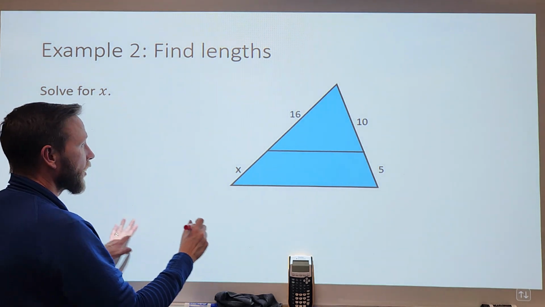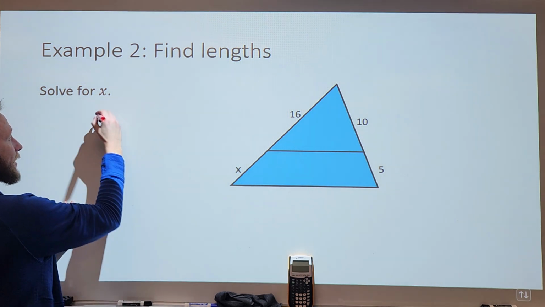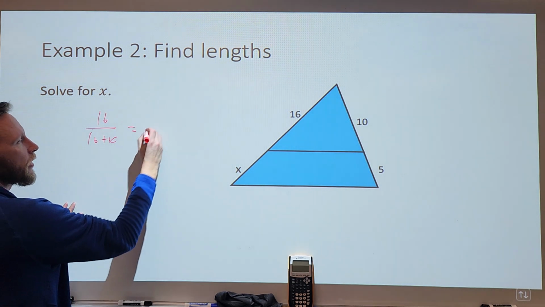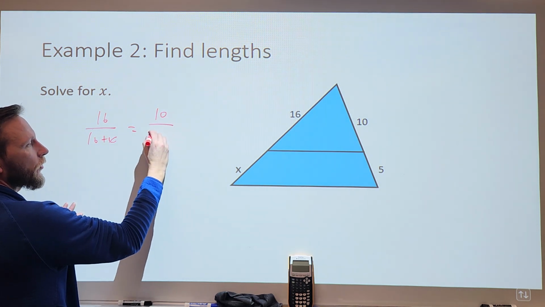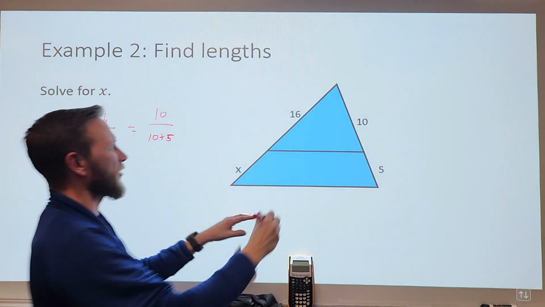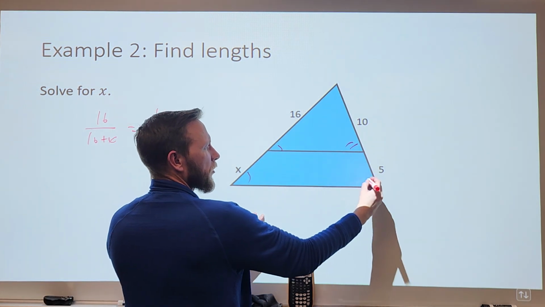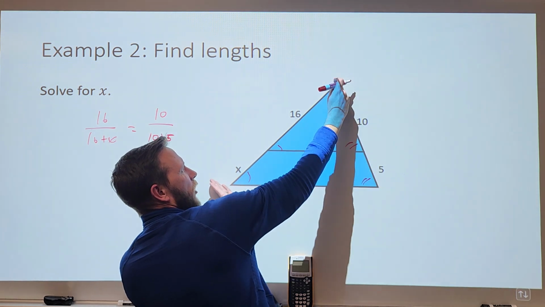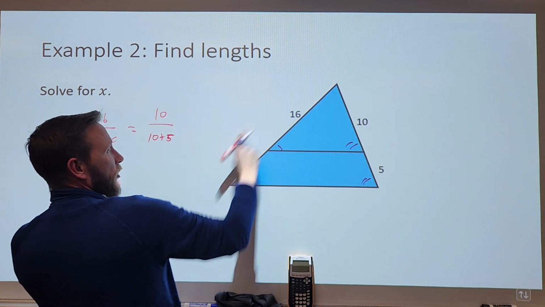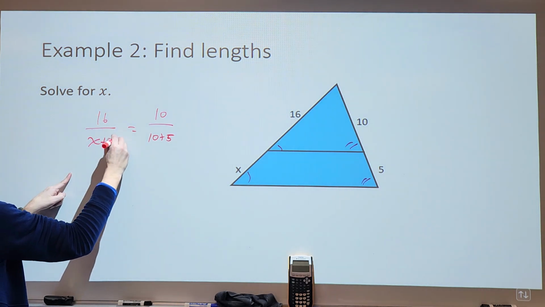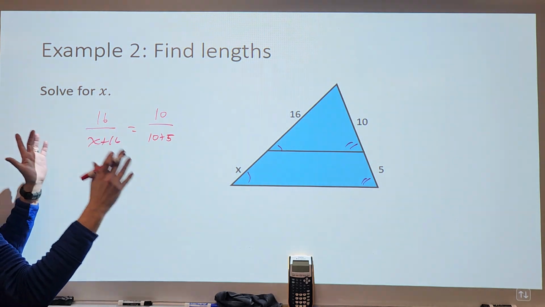We could do this as 16 over the whole thing, 16 plus x, is equal to 10 over the whole thing, 10 plus 5. All right, this is thinking about it as, well, these angles are congruent and those angles are congruent. So by angle-angle similarity, this triangle is similar to that triangle. The total length here is x plus 16. And maybe you don't like 16 plus x, so maybe write it as x plus 16. It doesn't matter to me, I don't care how you write it.